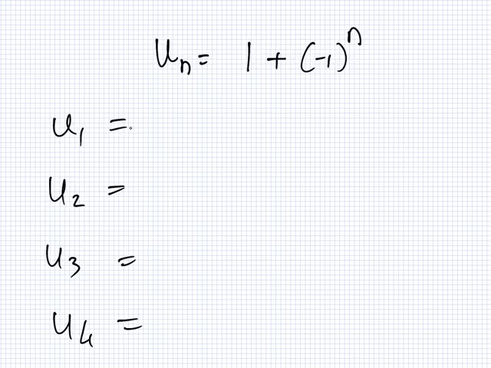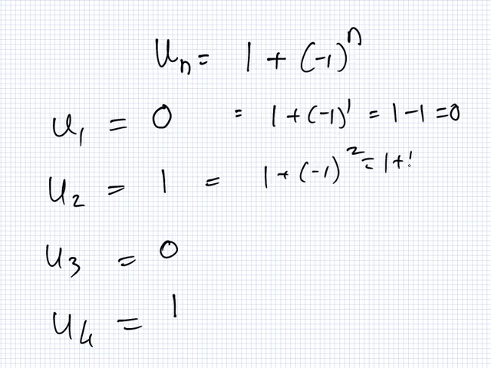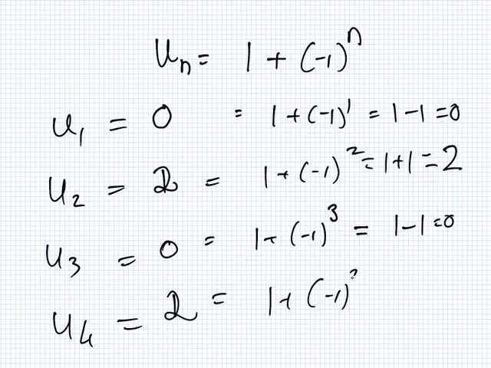So what's the first term? 0. Next? 1, 0, and 1. Because the first one was 1 plus minus 1 to the power 1, which is 1 minus 1, which is 0. The next one was 1 plus minus 1 squared, which is 1 plus 1, which is 2, not 1. The next one is 1 plus minus 1 cubed, which is 0. And then the next one is 1 plus minus 1 to the 4th, so the same, 2.